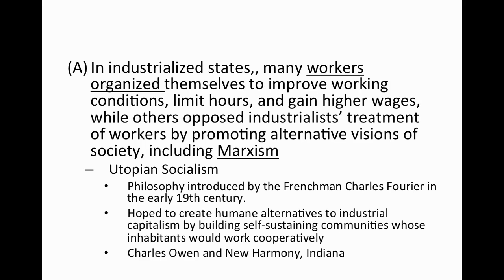Some of these alternative visions of society were also utopian socialism societies. Remember that? There were Charles Fourier, Charles Owen. They chose to separate from modern society and create these utopian or perfect communal societies where everyone would work together and everyone would be economically equal, right? Charles Owen tried to establish a community in Indiana. It didn't really last very long, but that's an example of utopian socialism.